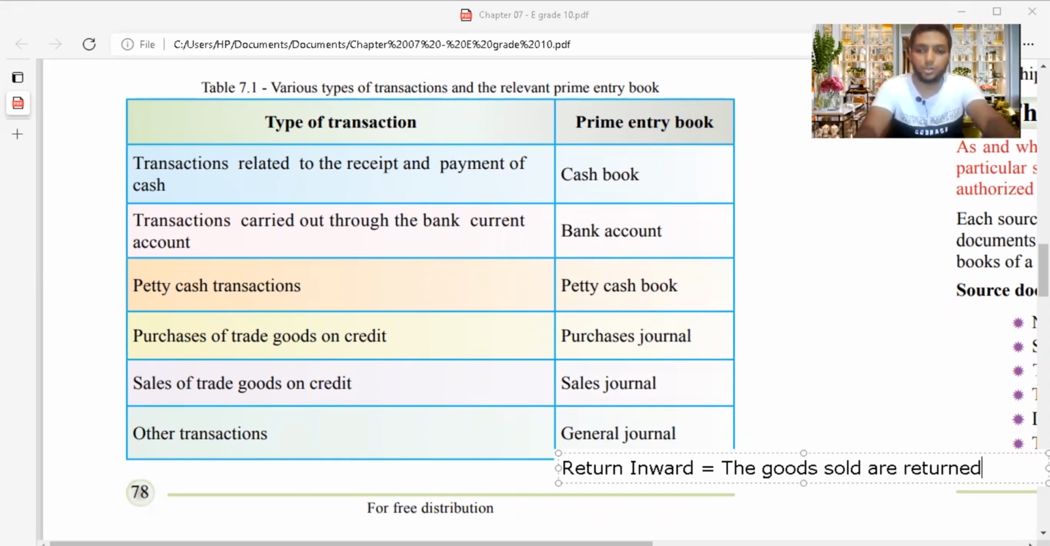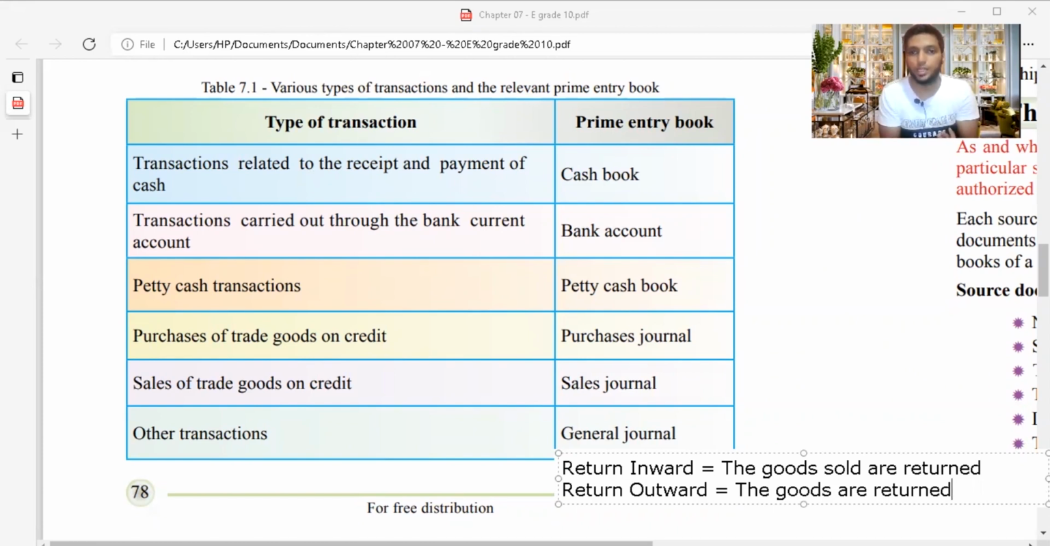Then the second thing you need to know is return outward. Return inward and return outward also have another name. Return inward is a sales return journal, and return outward is a purchase return journal. So return outward, the goods are returned. You are returning the goods from your business to outside. We say it as return outward. So you need to remember these two types of journals. Sometimes they might be tested in your books of account.